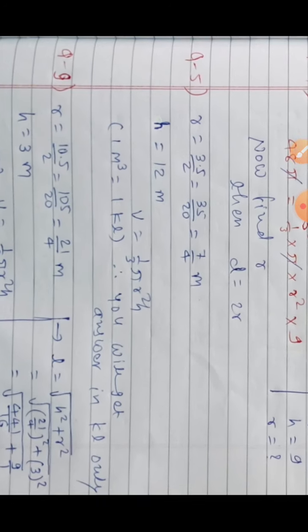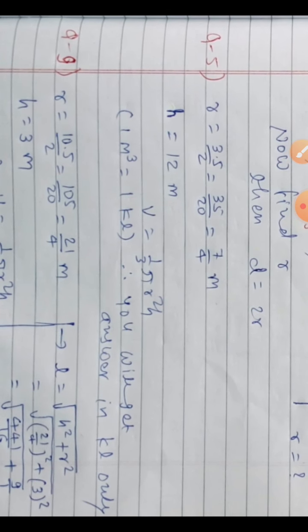So number 5, R equal to 3.5 by 2. Don't go to rough work to divide 3.5 by 2 actually. Remove only the decimal place. After removing, convert it into the simplest fraction. So R we got is 7 by 4. Don't write that answer in decimal form, which is 1.75. Don't write 1.75.